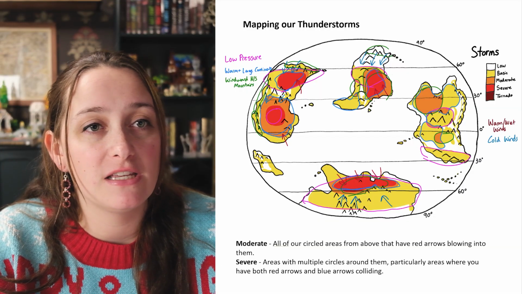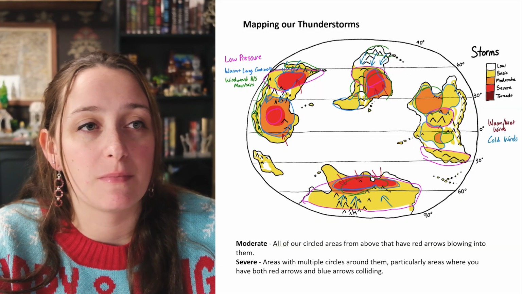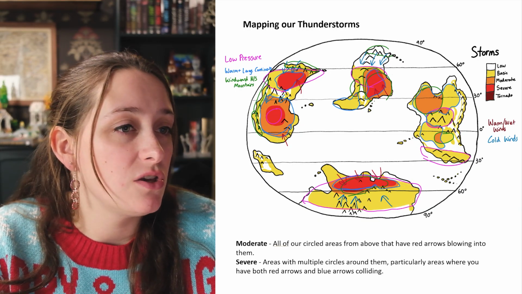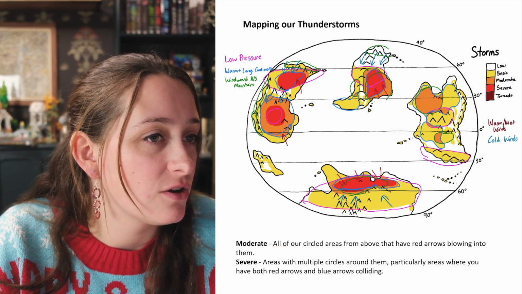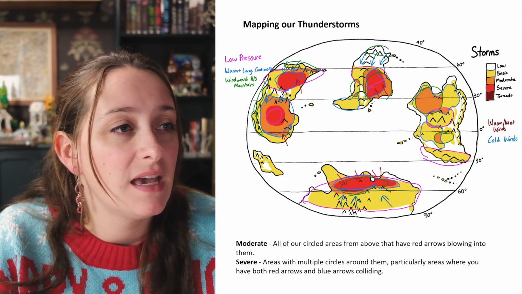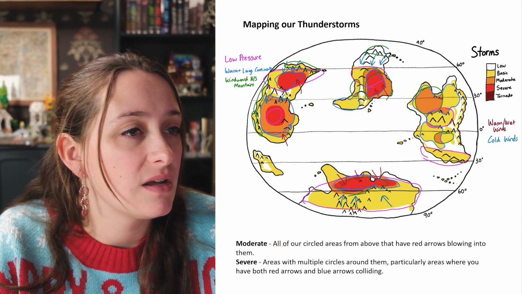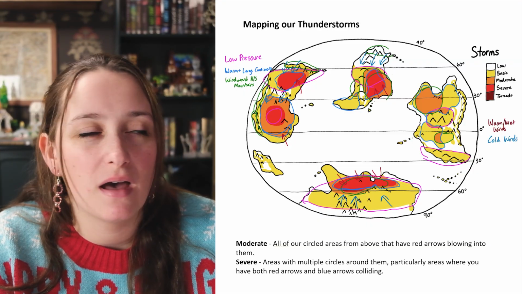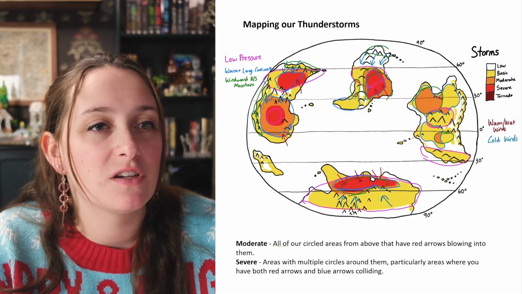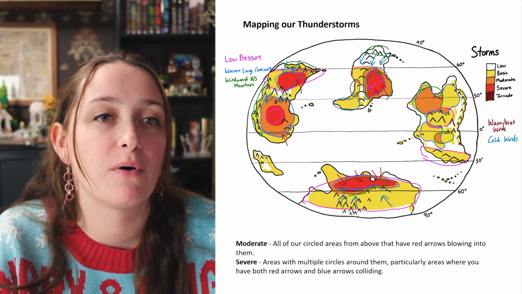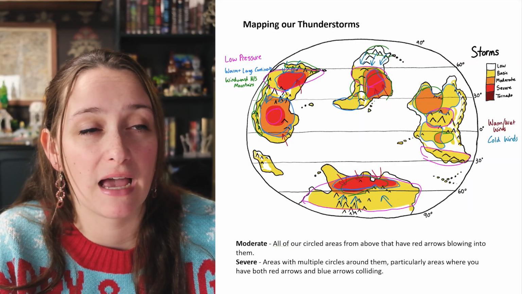And moderate is going to be all of our circled areas from above that have red arrows blowing into them. So you can see on here, I increased the color to orange anywhere I had those arrows blowing into them, or anywhere there was enough overlap. And then severe is going to be areas with multiple circles around them, particularly areas where you have both red arrows and blue arrows colliding.